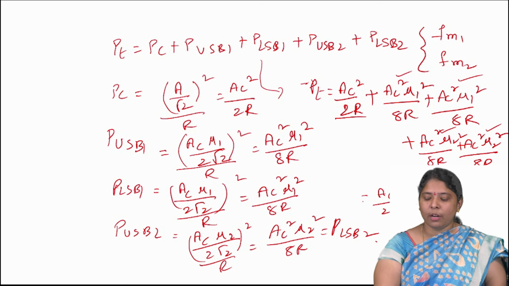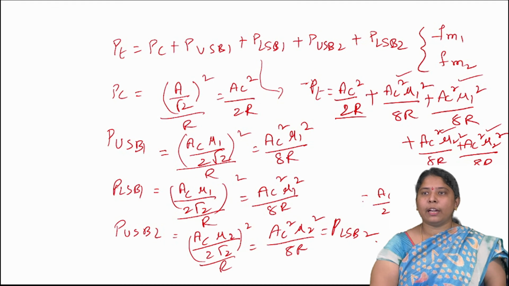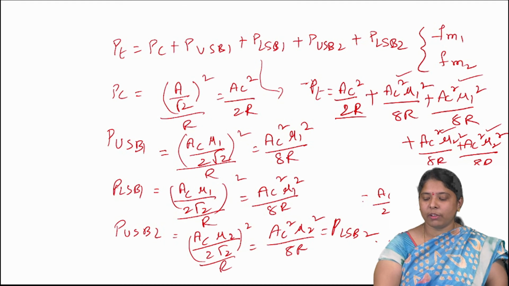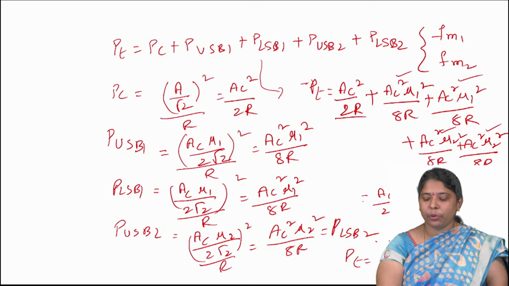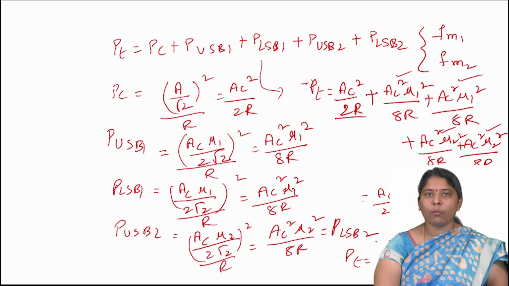You can consider total modulation index mu t square as mu 1 square plus mu 2 square. We can replace this mu 1 square plus mu 2 square as the total modulation index. Then total power we are going to get as Pt equal to Pc into 1 plus mu t square by 2. This mu t is called the total modulation index of the multi-tone AM wave. This is the power calculation for multi-tone AM wave.